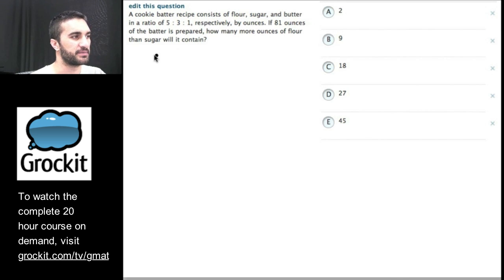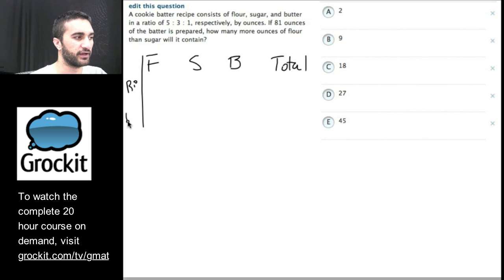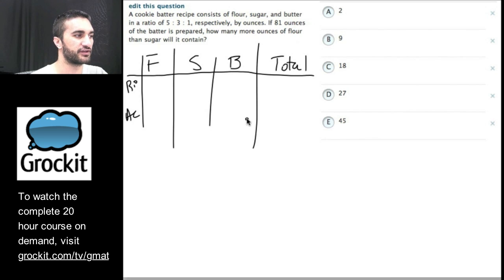So a cookie batter recipe consists of flour, sugar, and butter. Whenever we're dealing with ratios, we also have to have the total. So we want to create a row for the ratio itself, and then a row for the actuals. This is pretty consistent. Without doing a lot of thinking or even having finished reading the question, I'm pretty comfortable making this. So: flour, sugar, butter, and then of course the total.